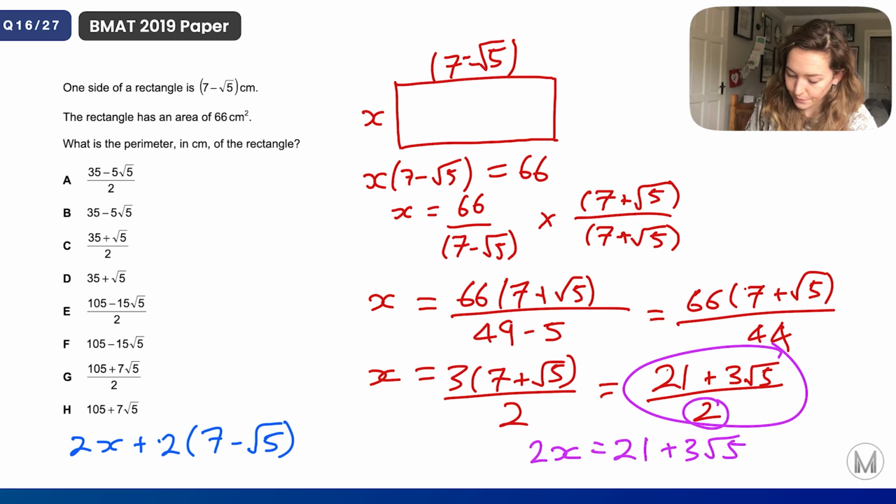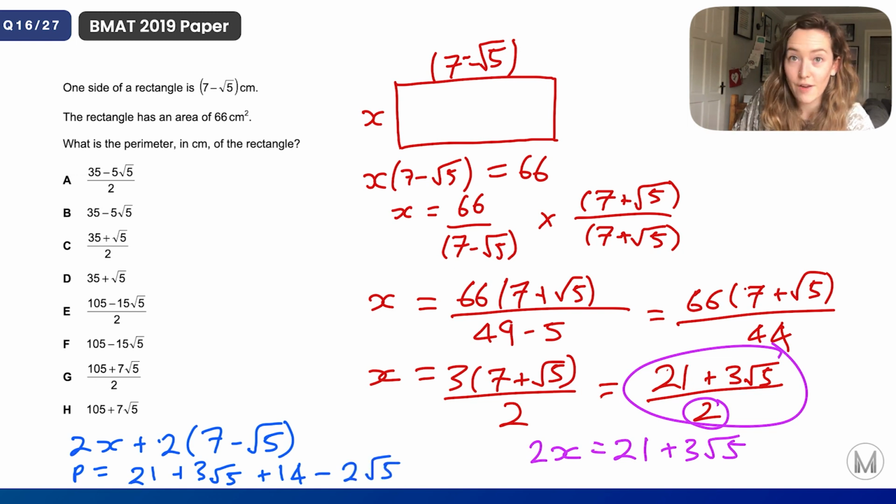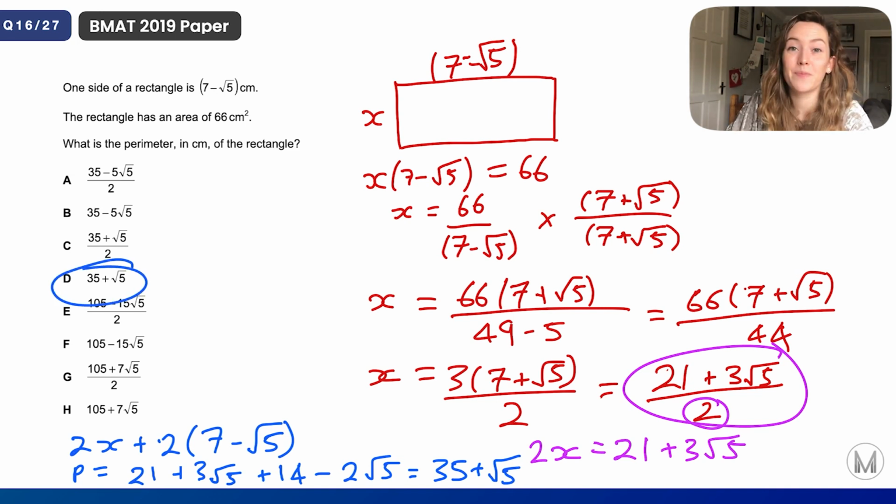Therefore, my perimeter is 21 plus 3 root 5 plus 14 minus 2 root 5. This can be simplified to 35 plus root 5. Hence the answer is D. Now, there are a lot of calculations involved in this. So note that if you find that you've been looking at this question for over a minute and a half and you're not getting that answer, do feel free to guess the answer and move on.